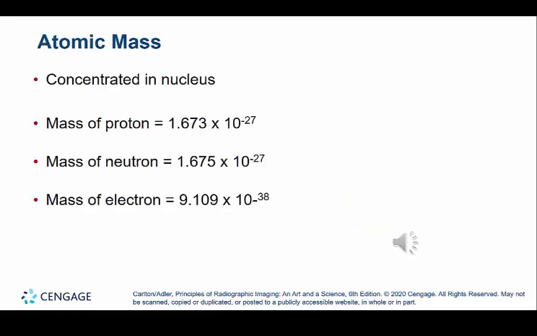Atomic mass is concentrated in the nucleus. Just as a review, you can see the mass of a proton and neutron are very similar, while the mass of an electron is much lighter.